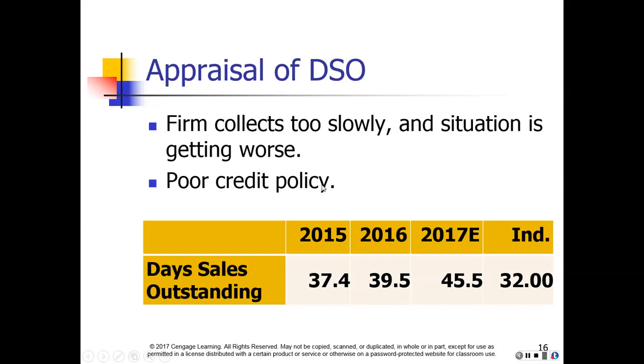So the company's collecting too slowly, and you can see that, once again, it's forecasted to become worse. We want this number to be really small. It was 37.4, went up to 39.5, and we forecast it to go up even more to 45.5 days. And that, of course, is not good. Industry average is 32 days. The company's credit policy is probably very lax and poor.